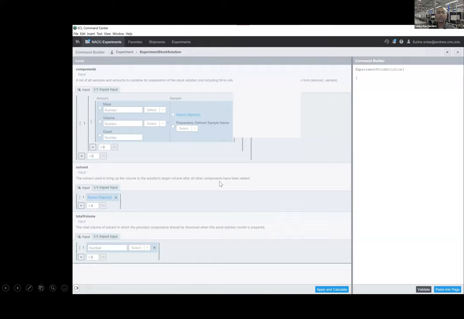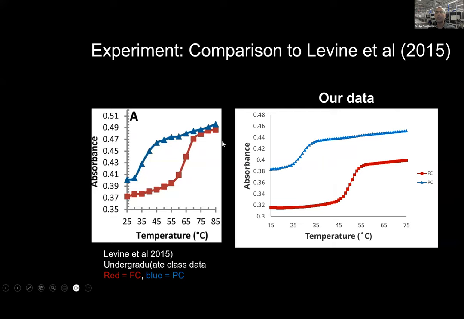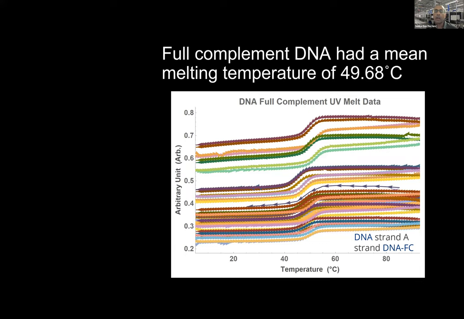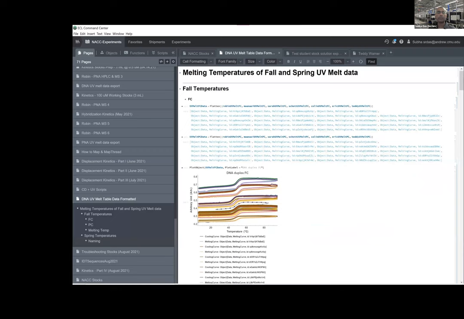I don't want to go into too much detail on how we do the experiments, but I'll just quickly show you how the students access, again from the documentation, what instruments they use, and this is just to show you how reproducible the data is. So these are data curves. Each curve is from a different student, and it's extremely reproducible. And this is another set of data. Again, all the different students have reproducible data, and I can put them all together.